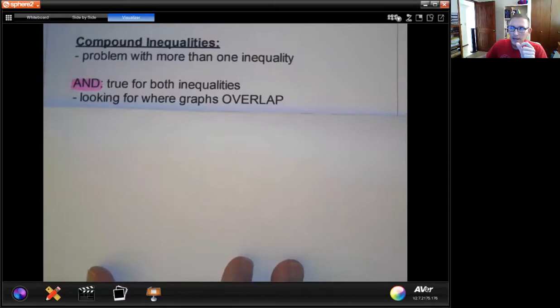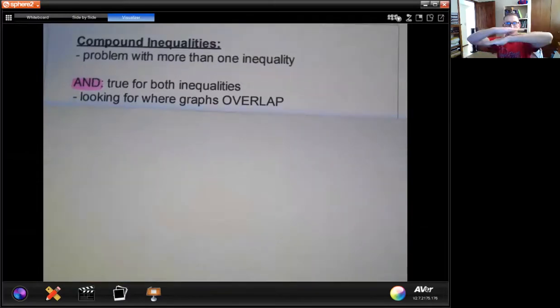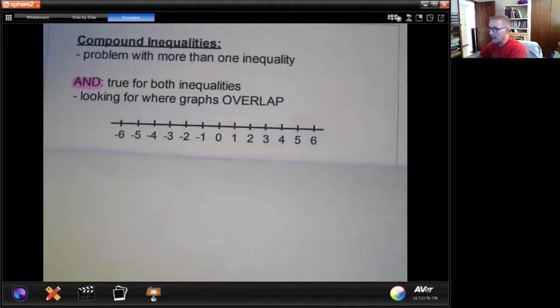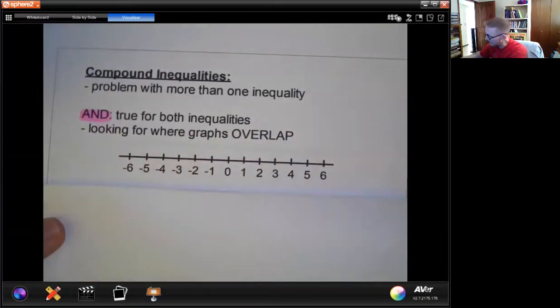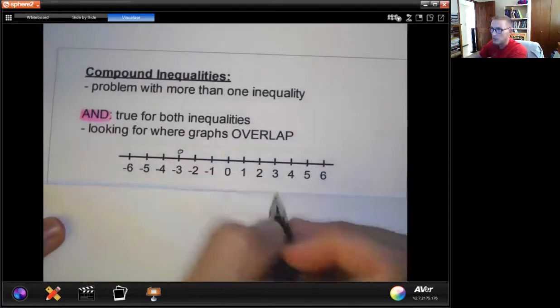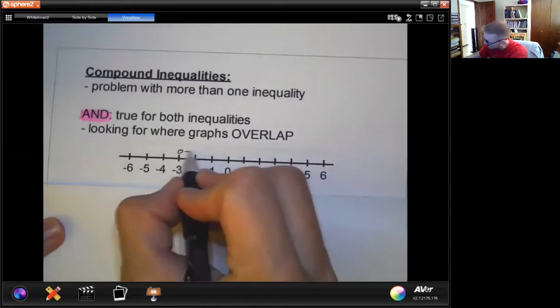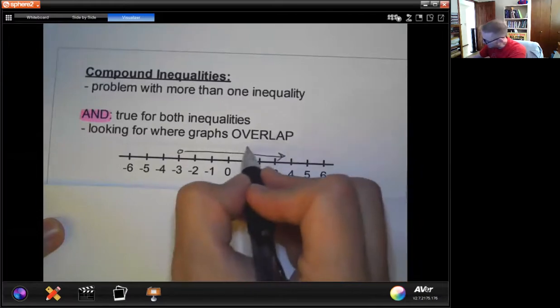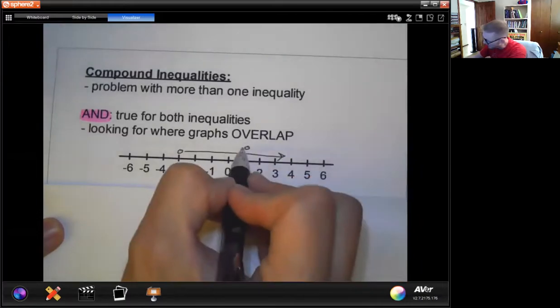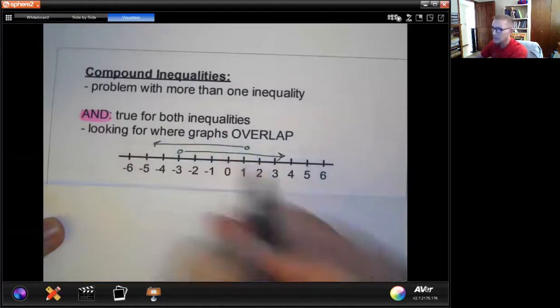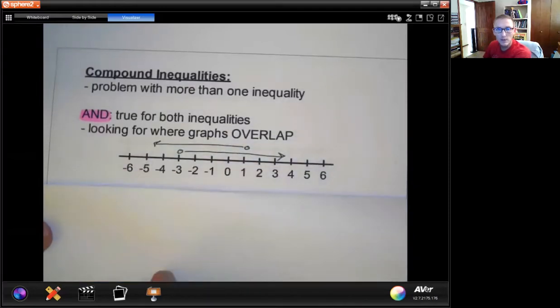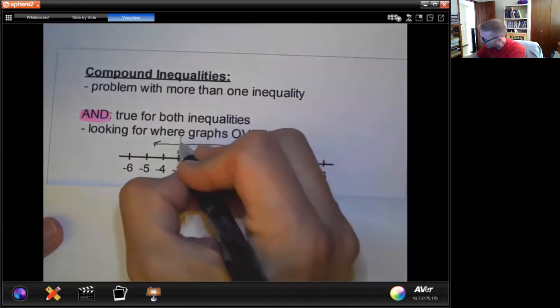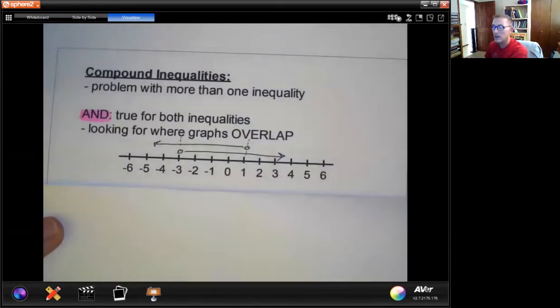Now, typically, an and is going to point in both directions and then is going to overlap in the middle. So when we have an and, usually what's going to happen is you're going to have something here, and we'll just say that it's going to be at -3, and the arrow is going to point to the right. And then maybe we'll have one here at 1, and the arrow points to the left. So those are going to be the two inequalities that you get. Now, the key is I'm looking for the overlap. And the overlap portion takes place right there.